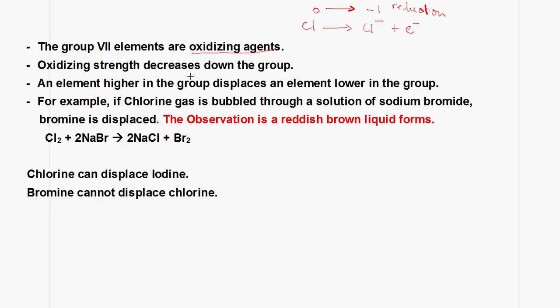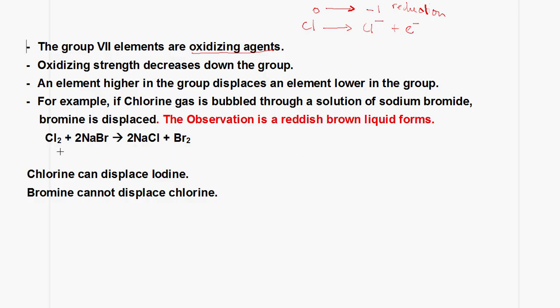Right? So when chlorine acts as an oxidizing agent, it is reduced. So it goes from oxidation state 0 to -1. Now an element higher in the group displaces an element lower down in the group. Now this is a typical question that CXC likes to bring. So for example, if we take chlorine gas and bubble it through a solution of sodium bromide, bromine will be displaced. The observation is that a reddish brown liquid will form.